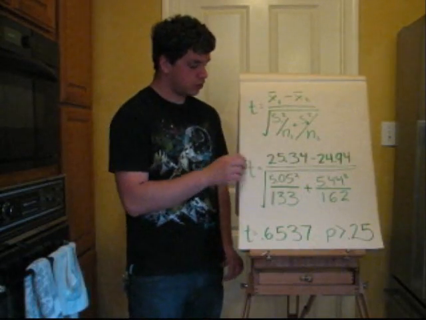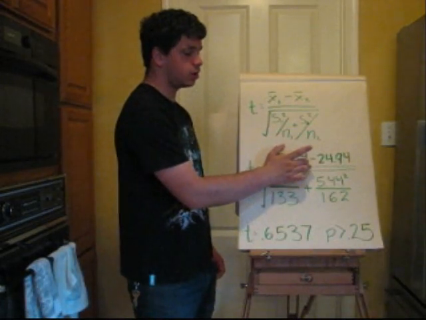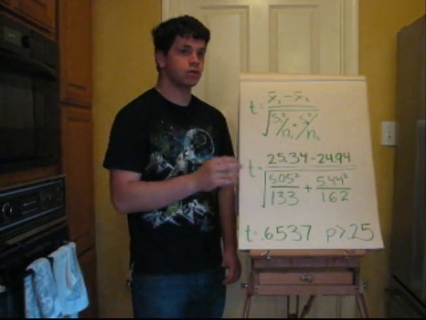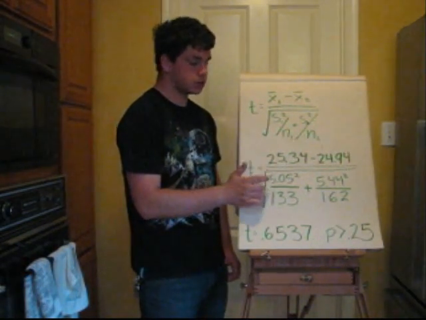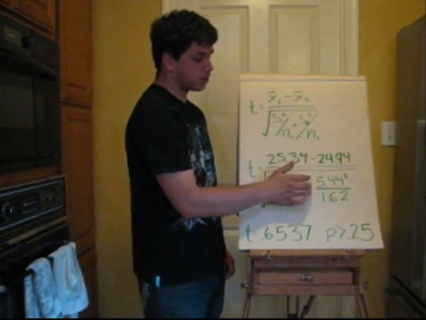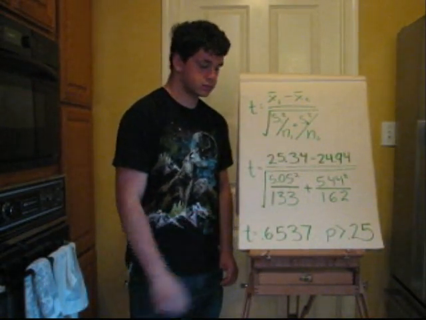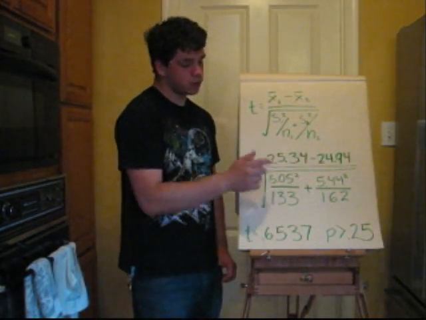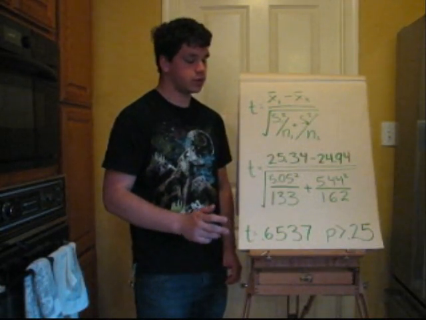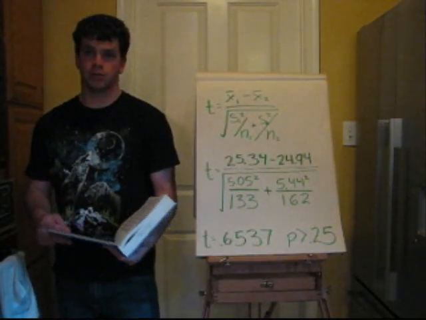Using the formula, we are going to plug in the mean of the males first, and then subtract the mean of the females. We'll then divide it by the square root of the S of the males squared divided by their population, plus the S of the females squared divided by their population. With that, we'll be given the t value of 0.6537.